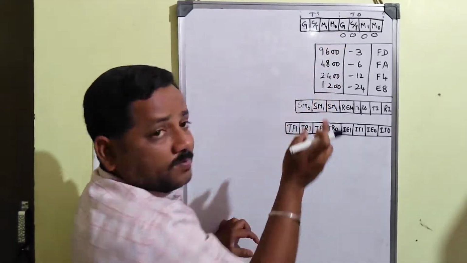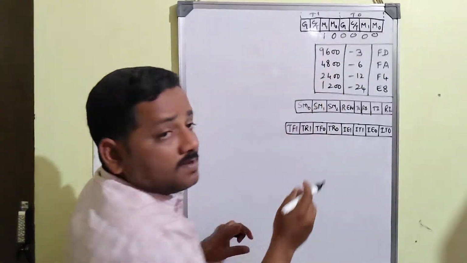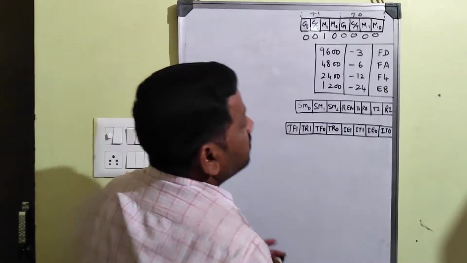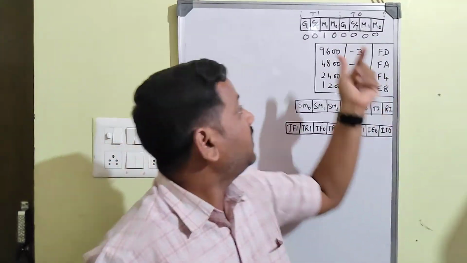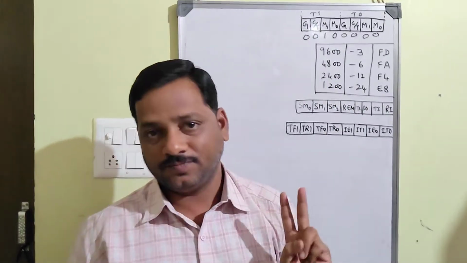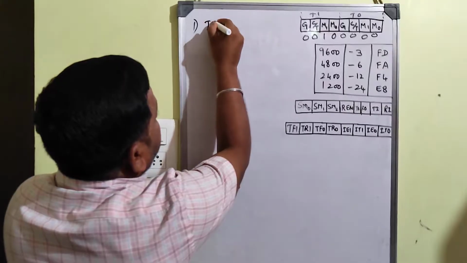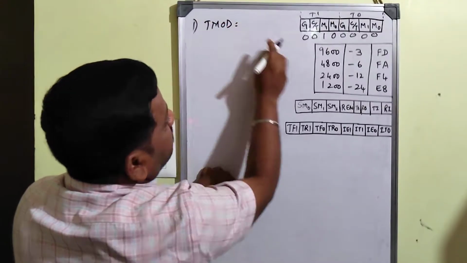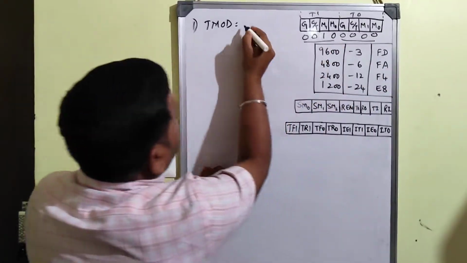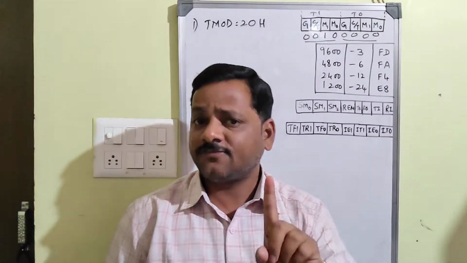If I put 0, 0, it will be mode 0. 0, 1 means mode 1. So I should put 1, 0 here, which is going to be mode 2. And the remaining 2 bits have to be 0. So this is the data you have to enter into TMOD to select timer 1 in mode 2. Step 1 says: enter the TMOD value. What is this value now? 0, 0, 1, 0 means this is 2 and this is 0. So you should enter 20h into TMOD. That is the first step.